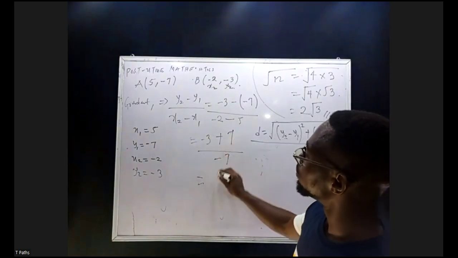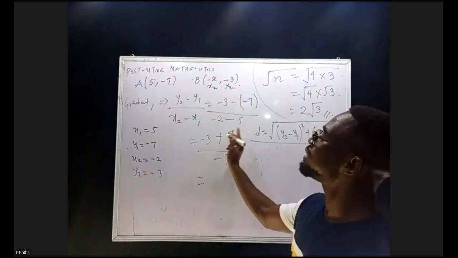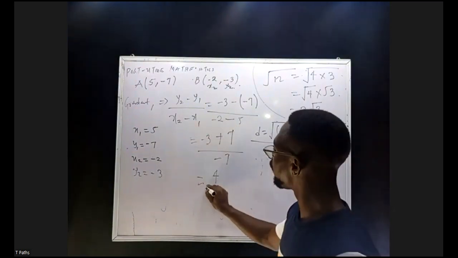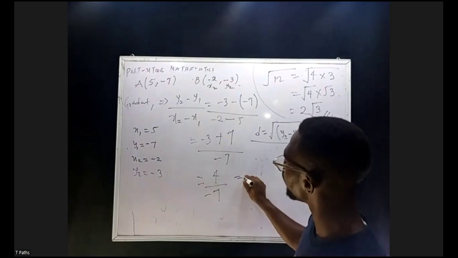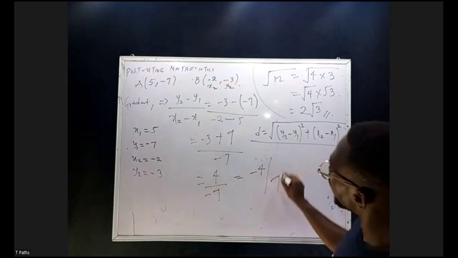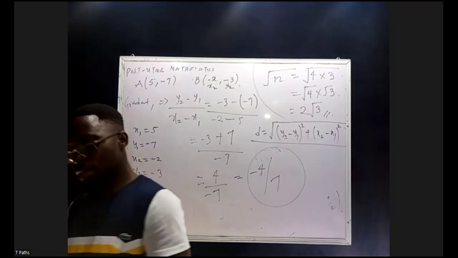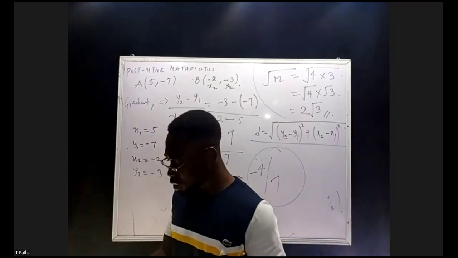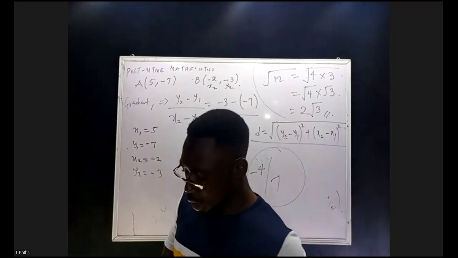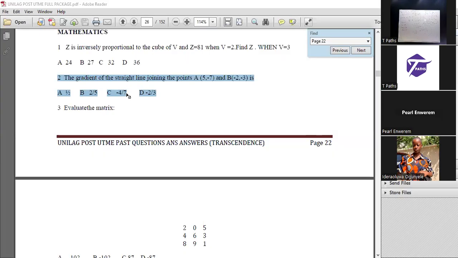What do you now have? Minus 3 plus 7 is something that says 7 minus 3, which is what? 4. Divided by what? Minus 7. What will now be the answer? Minus 4 over 7. Exactly. I will entertain questions because I have just 1 more minute. The next class, if you have questions, you can ask.